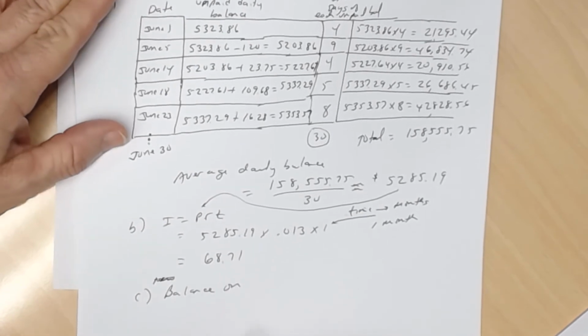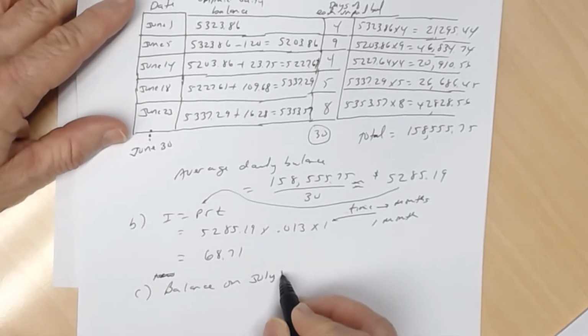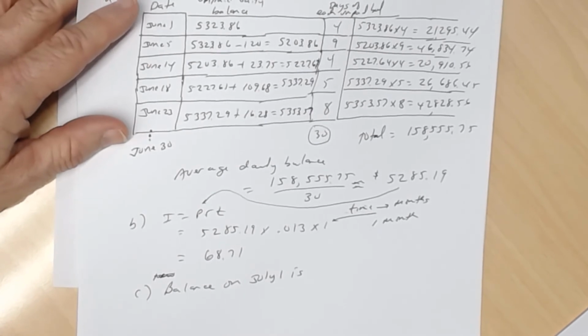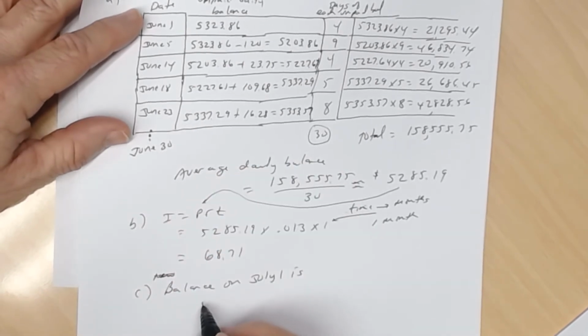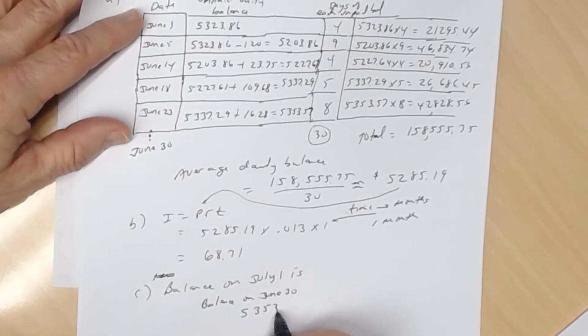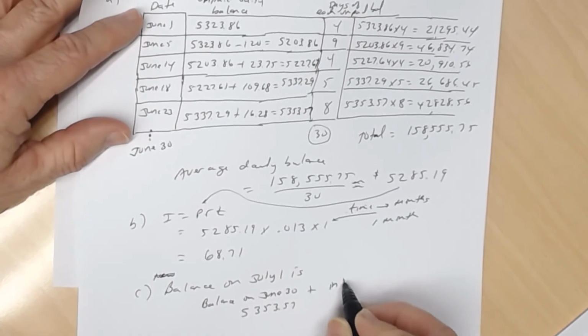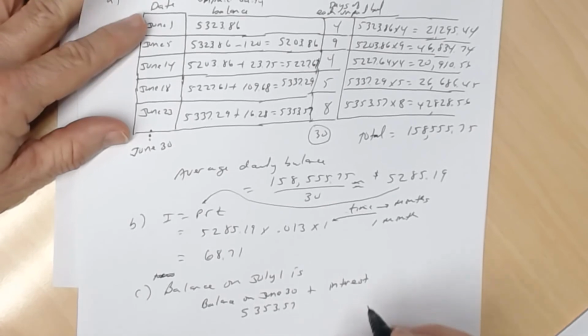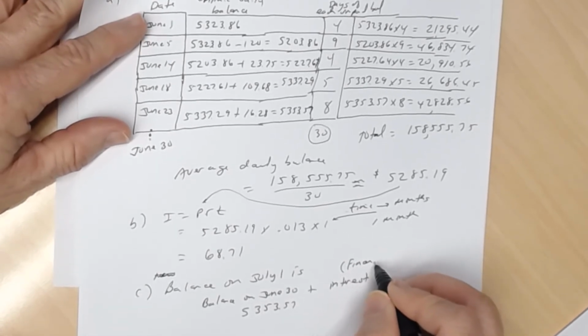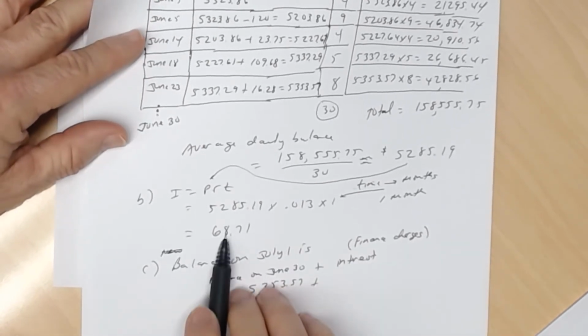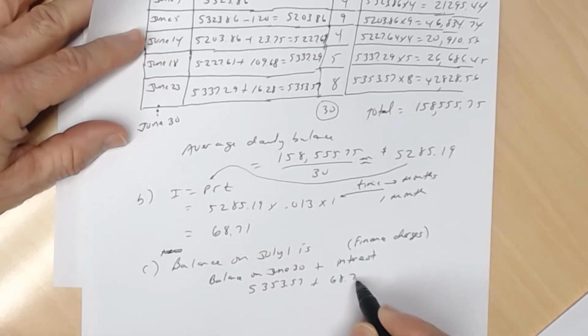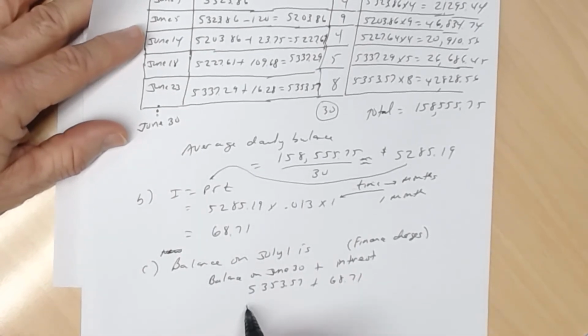So the balance on July 1st will be the old balance, so the balance on June 30th, which is $5,353.57 plus the interest. Now, this is sometimes called finance charges. Plus your finance charges, so that'll be this right here, $68.71.